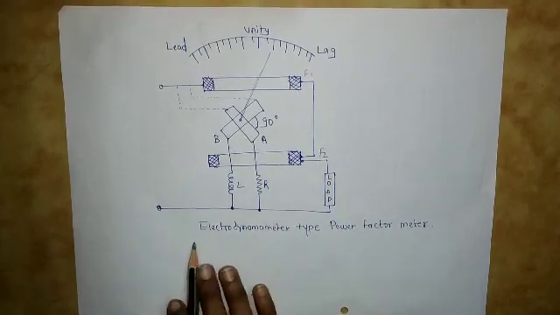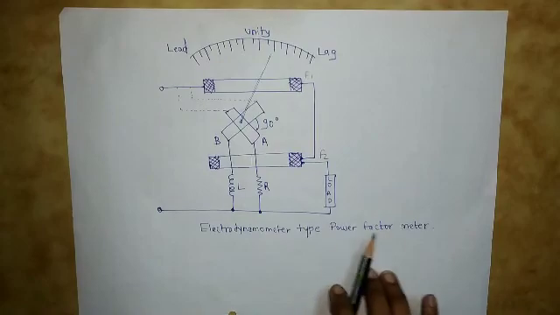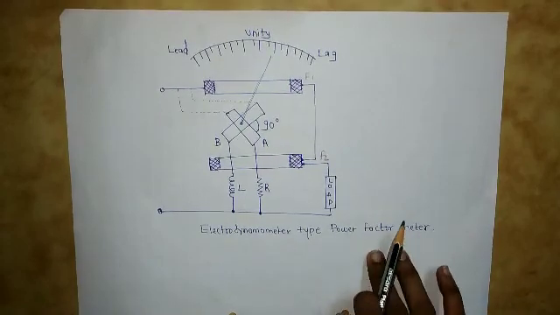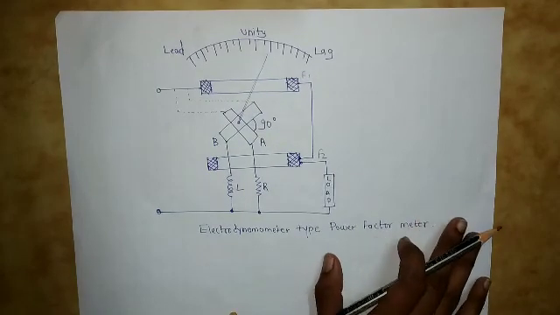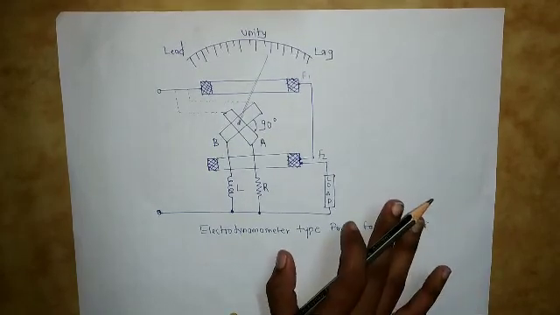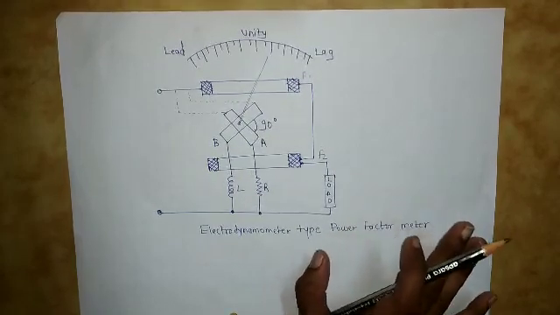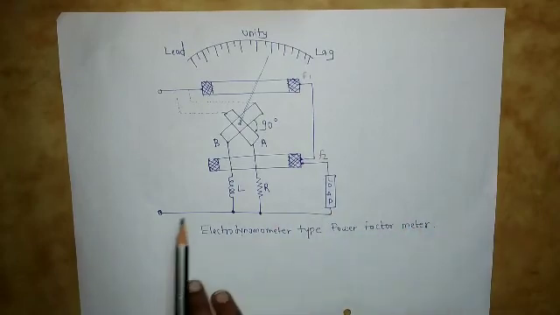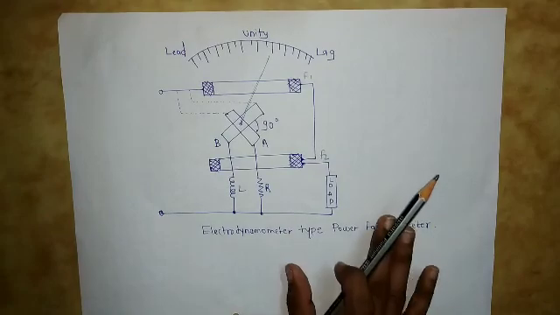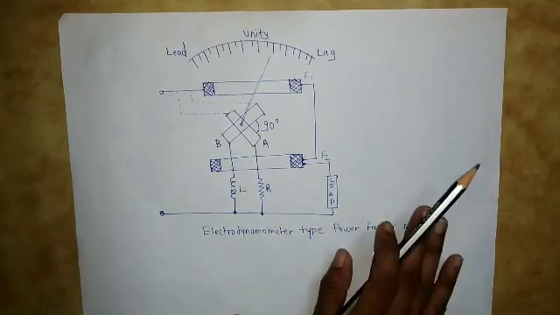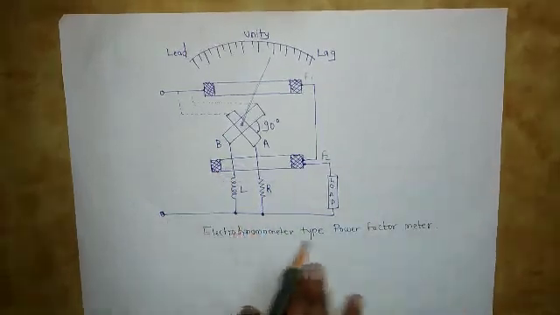We'll see about the electrodynamometer type power factor meter. The instrument which is used for measurement of power factor is called a power factor meter. Simple, right? It is an instrument which is used for measurement of power factor, and it is called a power factor meter.